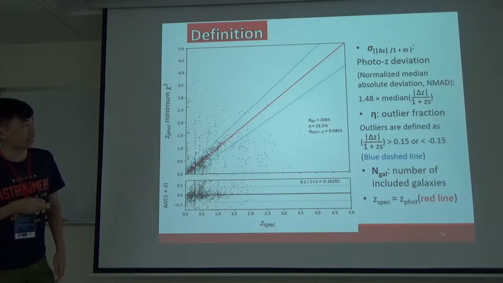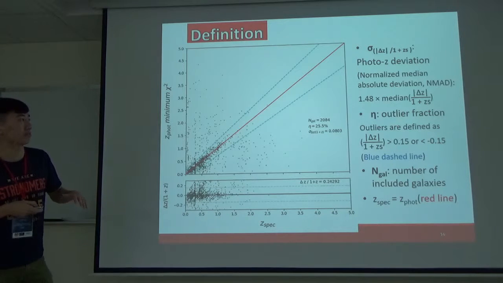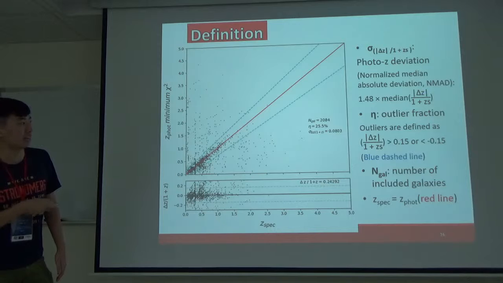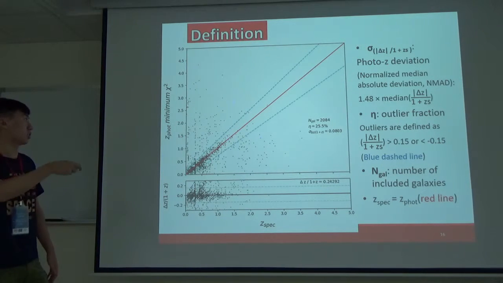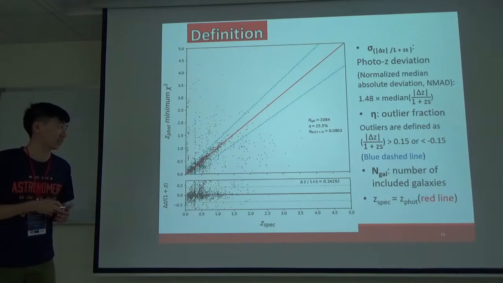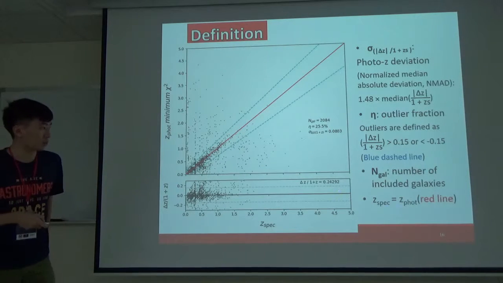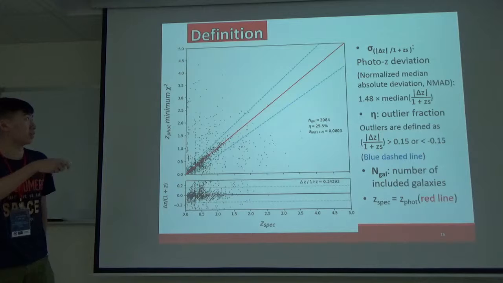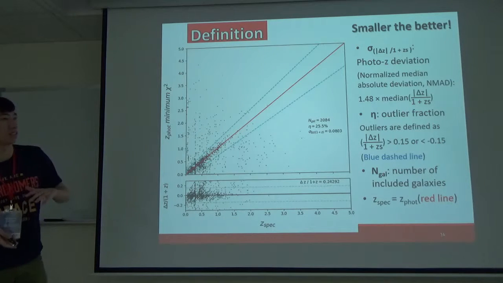The next one is eta. It's the outlier fraction, and outliers here are defined as delta z divided by 1 plus spec-z larger than 0.15 or smaller than minus 0.15. It is shown by the blue dashed line. The next one is N-gal, the number of included galaxies in each photo-z bin. And the final one is the bias of the photo-z, presented by the red line. Basically, for sigma and eta, the smaller the better the results.